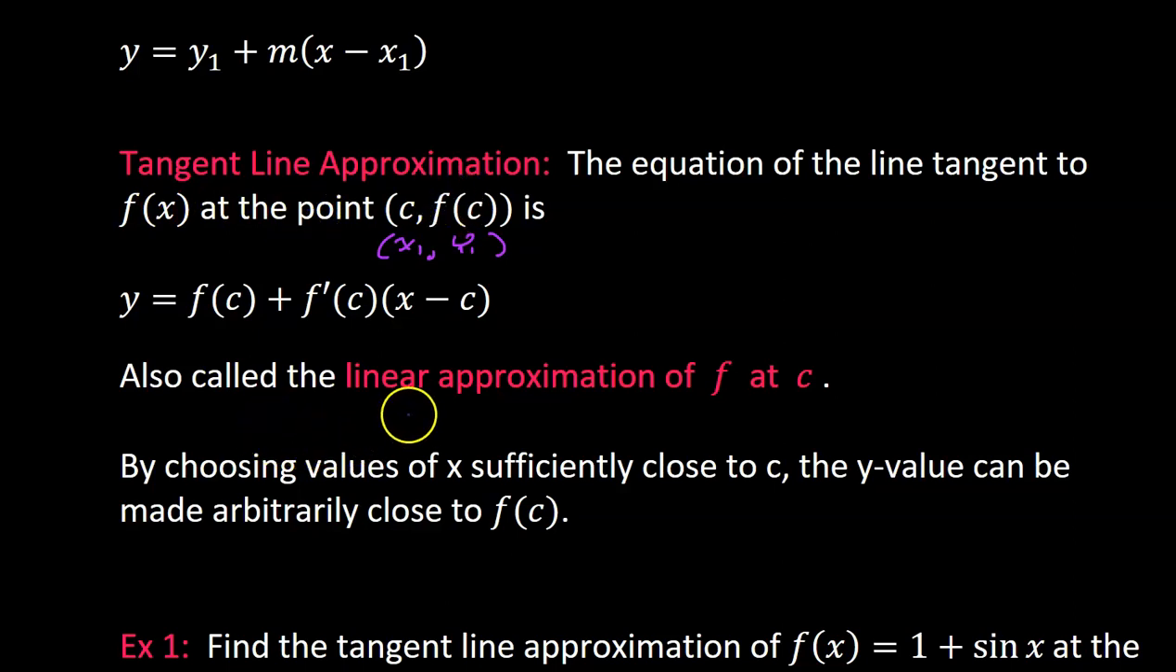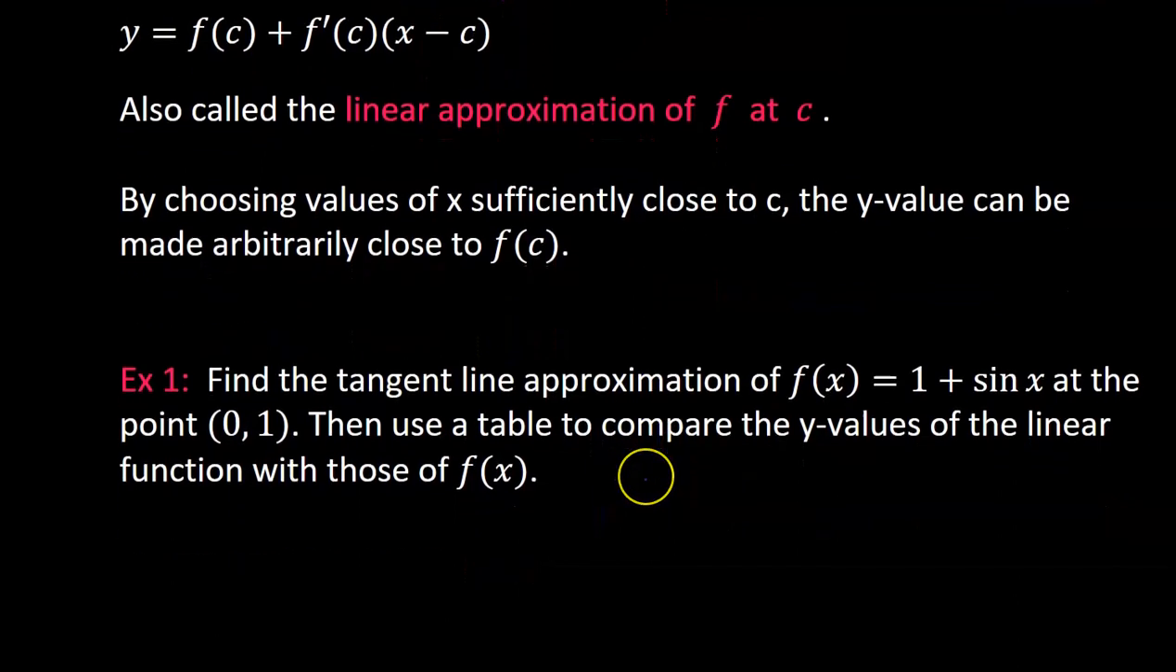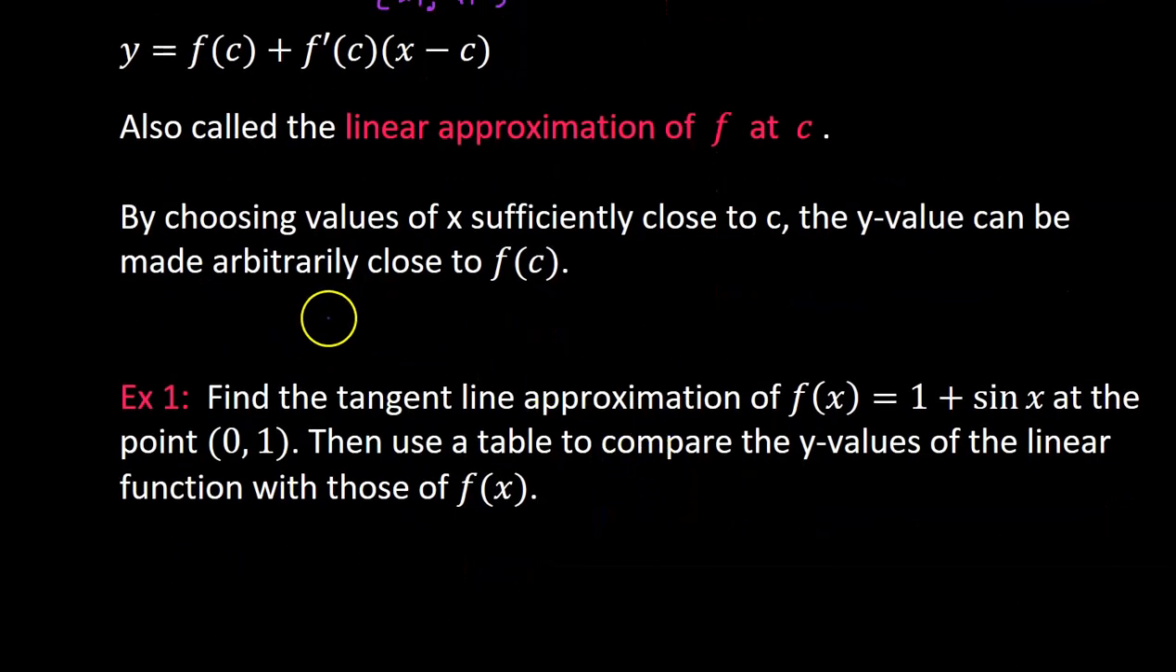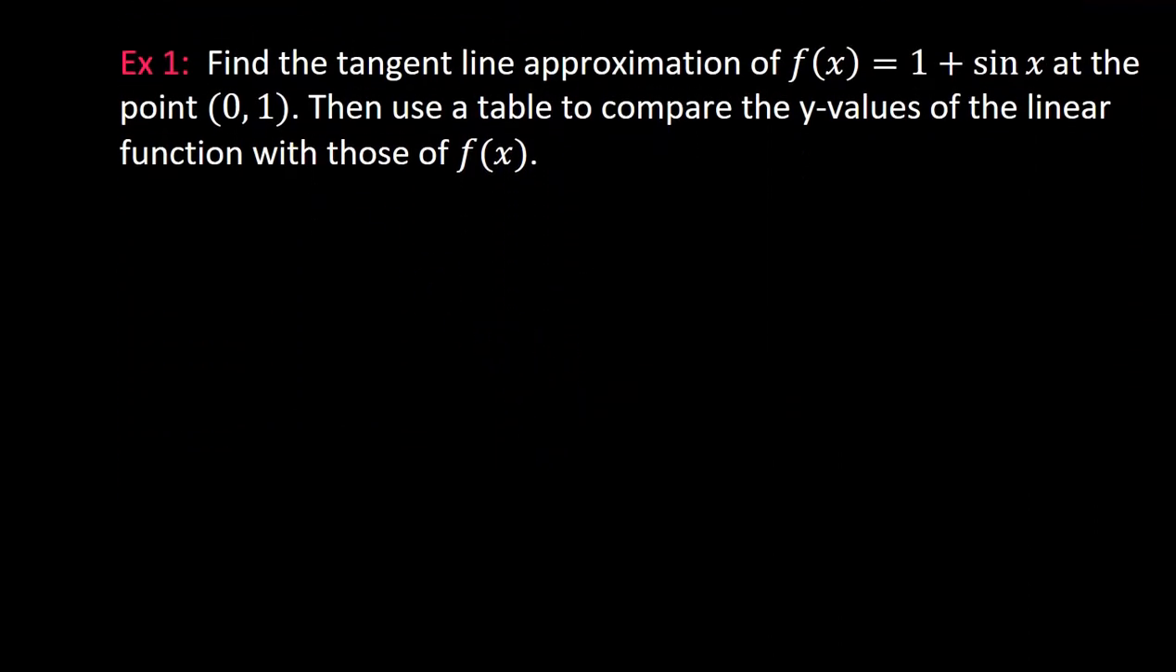It is also called the linear approximation of f at c. So this kind of approximation only works well when you are close to the point of tangency. In fact, by choosing values of x sufficiently close to c, the y value can be made arbitrarily close to f at c. Let's go ahead and look at an example.